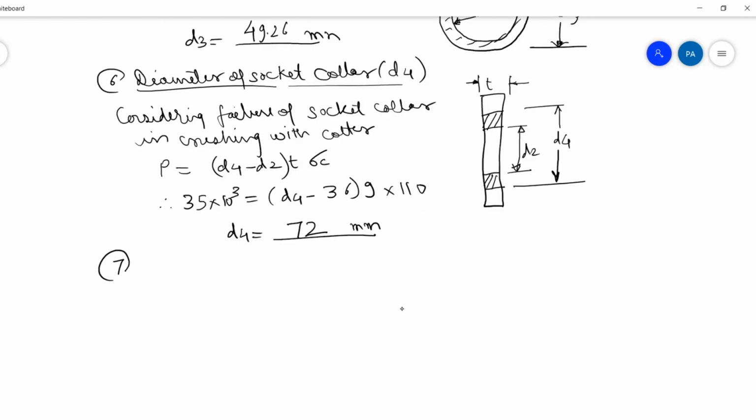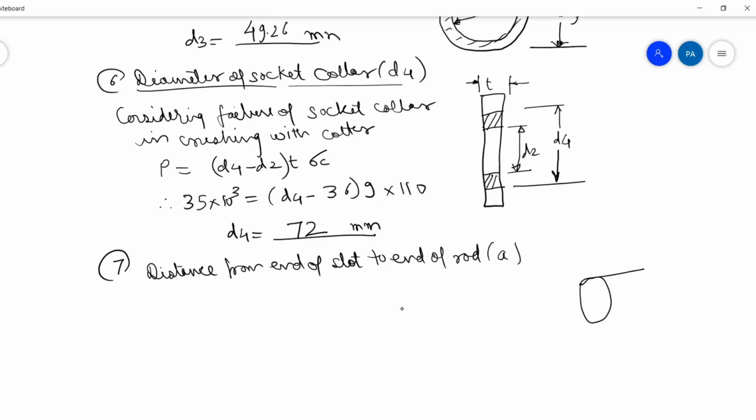Now next, we have found tensile failures and crushing failures, which are over now. Now we'll start shear failure. So first we'll find A, that is the distance from the end of the slot to the end of the rod, and we have denoted it by A. And how do we get this? So this is the spigot.